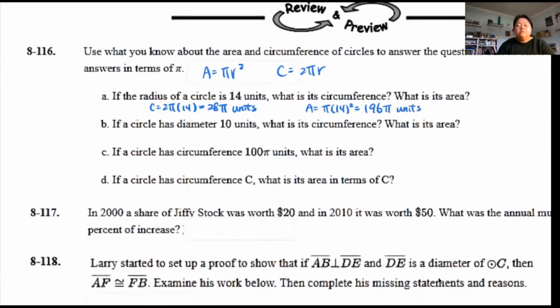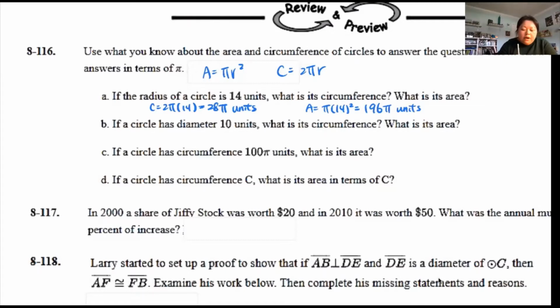Now, leaving it in terms of pi makes it nice and clean. However, it doesn't really give you a good idea of what the value actually is. So a lot of times when you need to compare and you need more information, you actually need to multiply out the pi to figure out the approximation.